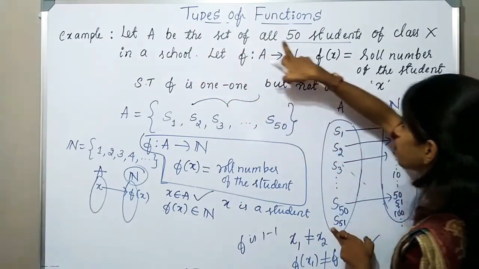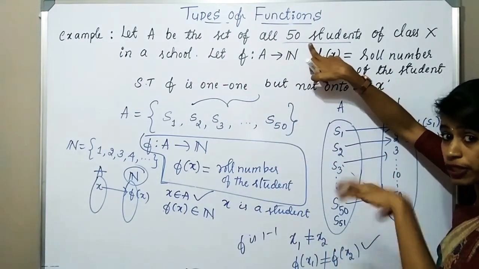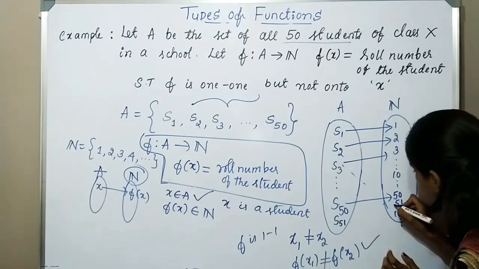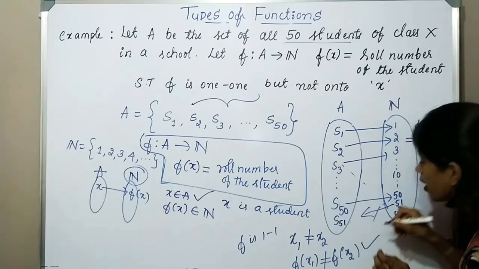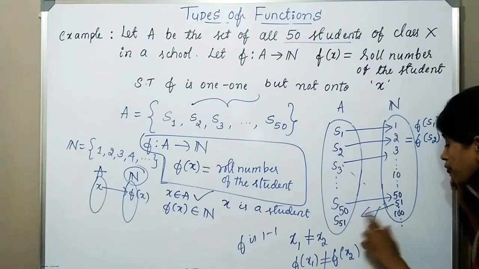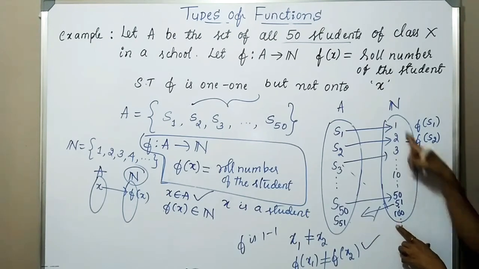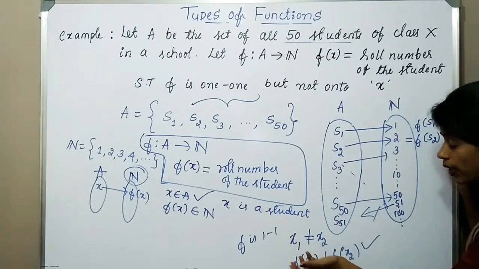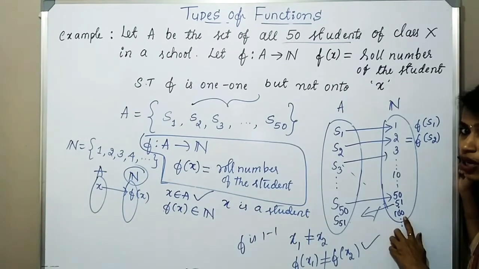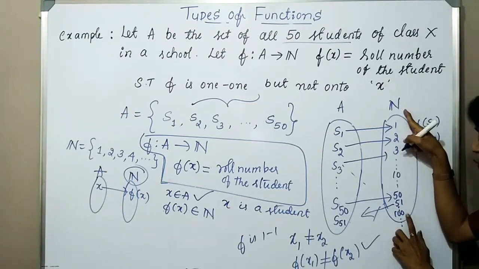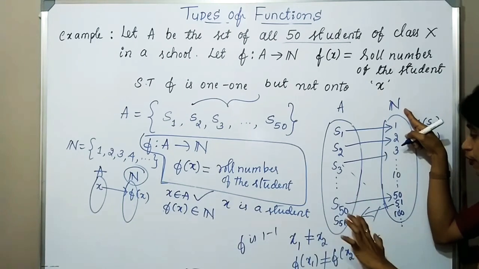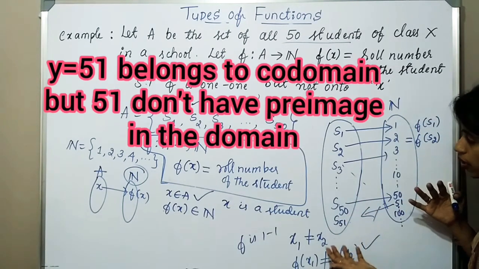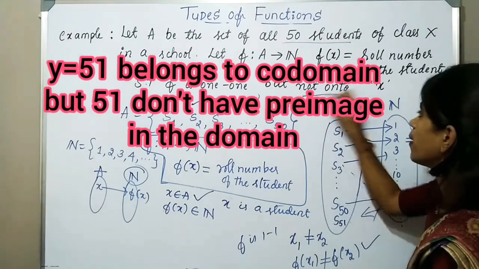Set A is the set of all 50 students only, not 51 students, not 100 students. So the 51 does not have a corresponding pre-image. If I take 52, 52 is a natural number, but that number does not have a pre-image in the domain. If I take 100, 100 is a natural number, an element of the codomain, but it does not have a pre-image in the domain. Therefore, there are more elements which do not have pre-images in the domain, which is clearly not onto.